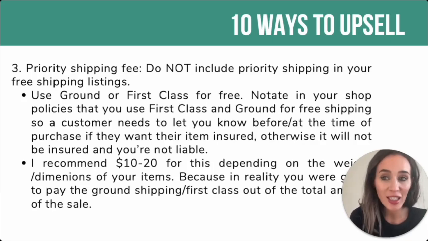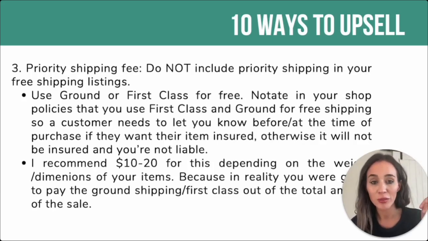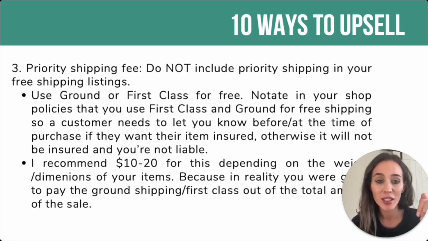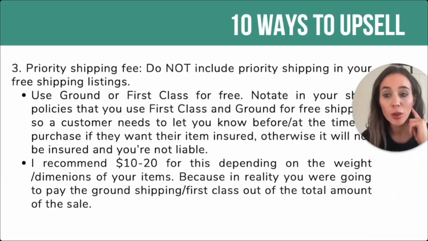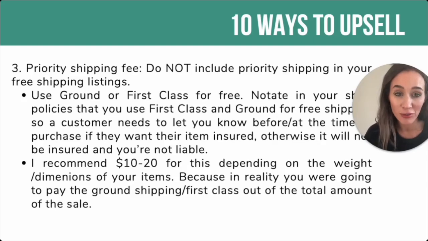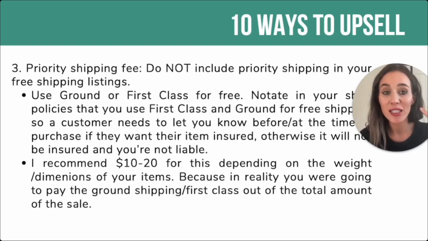So by just sending them the separate listing for priority shipping, you keep the sale that you've locked in, and it allows them to pay for that shipping upgrade. So I recommend $10 to $20 for this, depending on the weight of the item and the dimensions, because in reality, you were going to pay the ground shipping or first class shipping out of the total amount of the sale anyways. So now they're basically paying the full amount of the shipping cost. You are essentially saving that amount of money that you would have paid for the ground or first class shipping label, and you're keeping that as extra profit. It's really a good way to go.